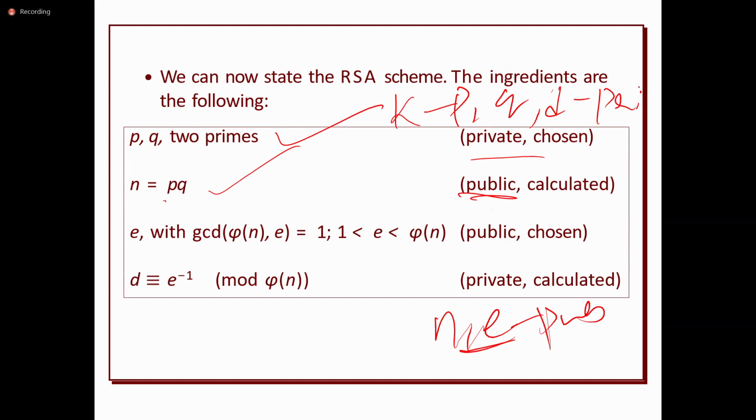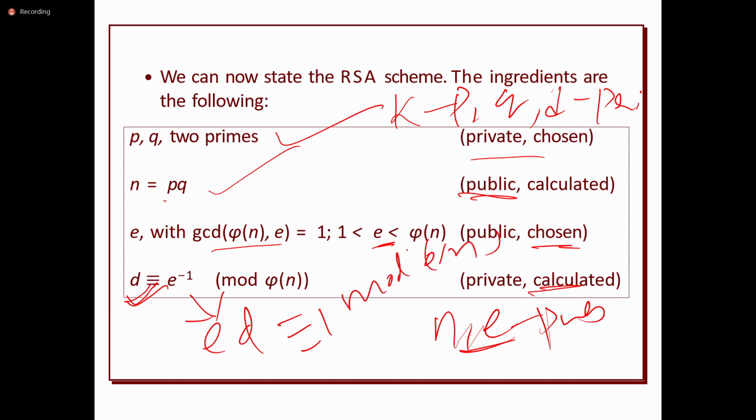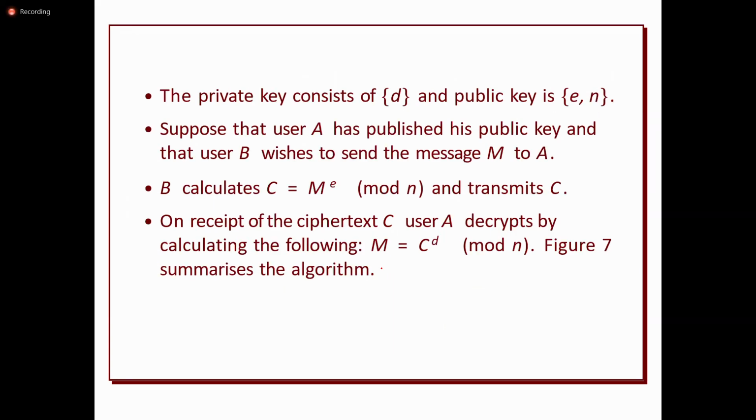Then GCD of E comma phi of N should be 1. In that manner we need to choose the E value. The E value is a chosen value, and the D value is a calculated value. How can we calculate it? D is congruent to the inverse of E, that is E into D is equal to 1 mod phi of N. So the private key consists of D and the public key consists of these two things.